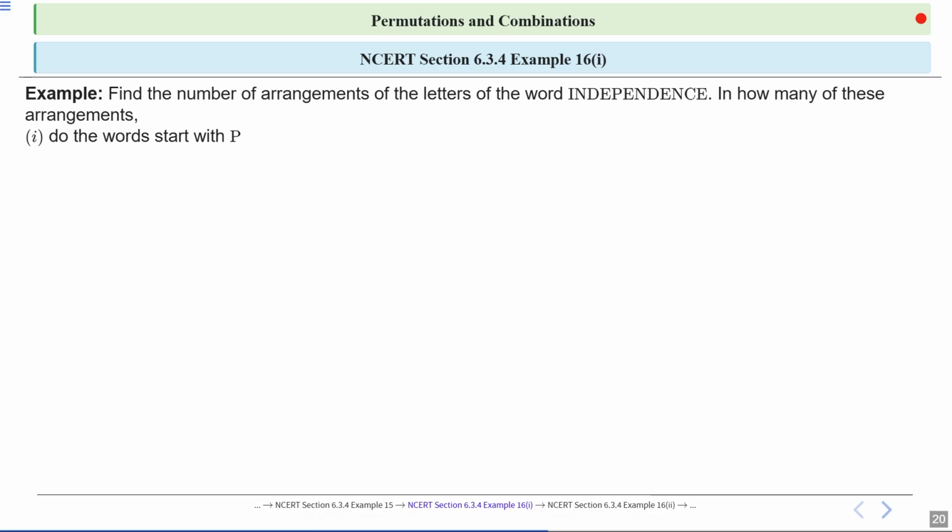Now, this example is asking us to find the number of arrangements of the letters of the word independence. In how many of these arrangements do the words start from P?